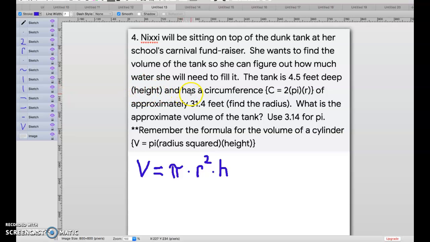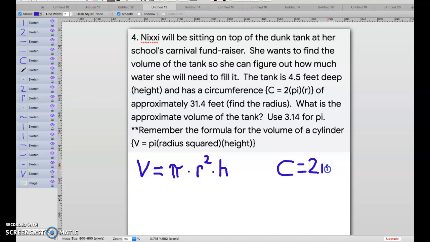The height is 4.5 feet, and has a circumference. This is the formula of circumference. It has a circumference of 31.4 feet. And I should probably say a little bit about that. So here's the formula for circumference. C equals 2 pi r. It's telling you the circumference, you can replace this C with 31.4 feet. What is the approximate volume of the tank?